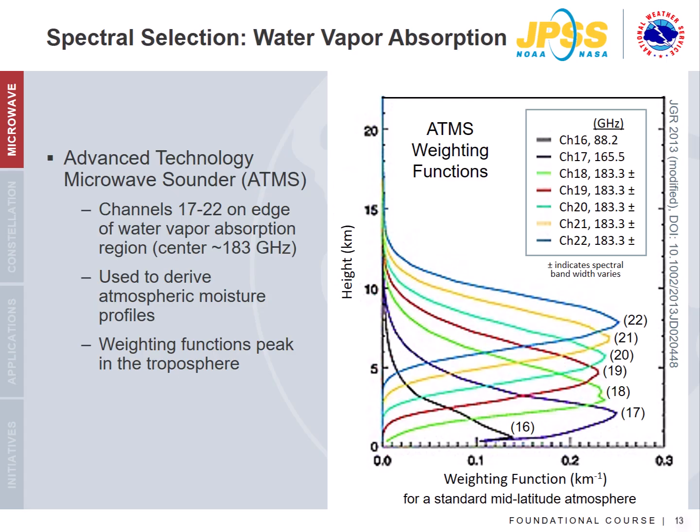The weighting functions for ATMS channels 16 through 22 are shown. Channels 17 through 22 are located along the water vapor absorption region centered at 183 gigahertz and are used in measuring atmospheric moisture over a range of heights. Channel 17 at 165 gigahertz is farthest on the edge of the absorption region where it is sensing closer to the surface. The remaining channels have frequencies approaching the center where water vapor absorption is strongest and the atmosphere is opaque. The varying bandwidth is again indicated with a plus-minus symbol.